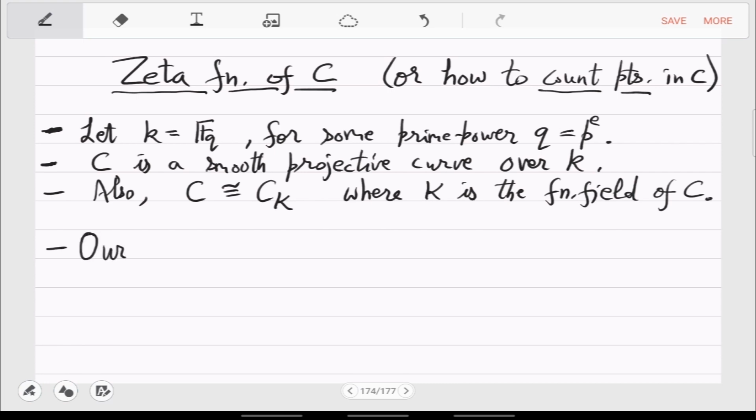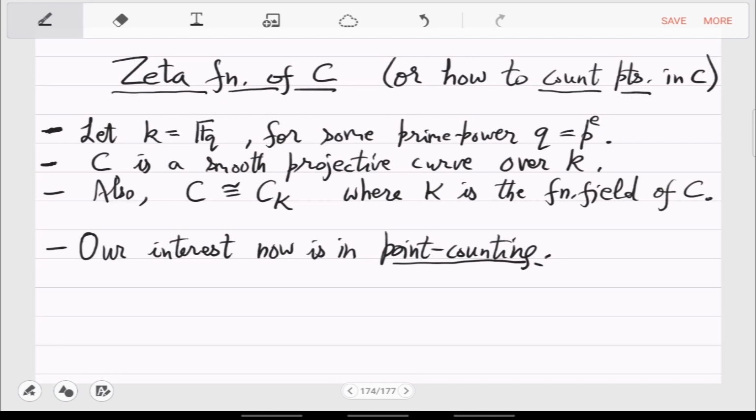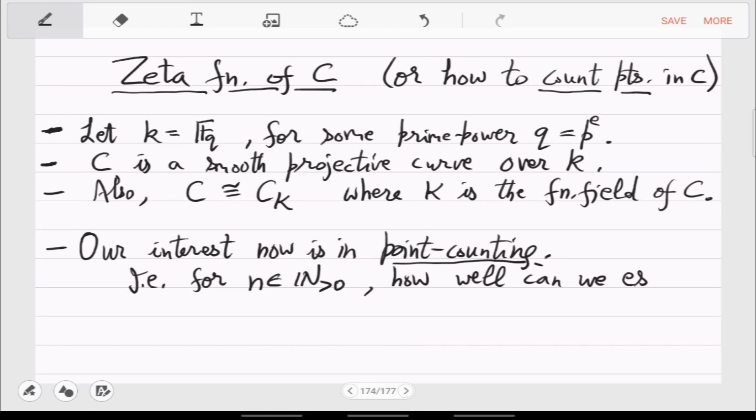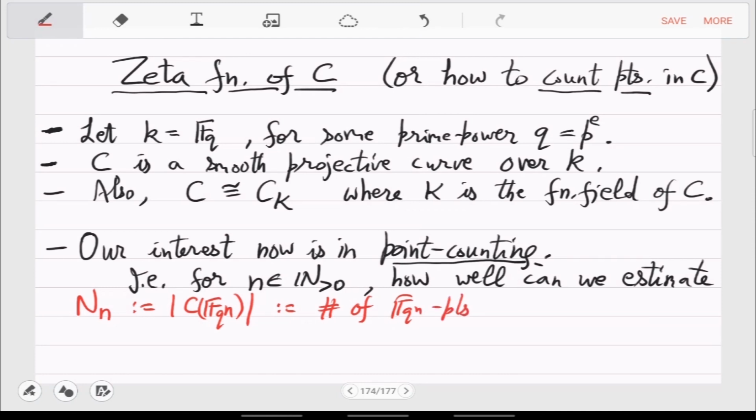But of course, our computational interest is in point counting on the curve. That is, for n, how well can we estimate the number of points, which I can also write like this: N_n, the number of F_{q^n} points on the curve.